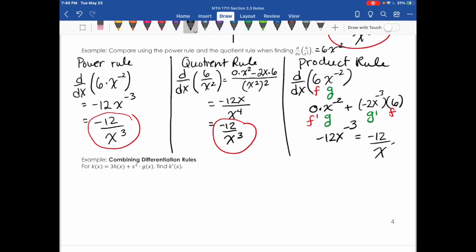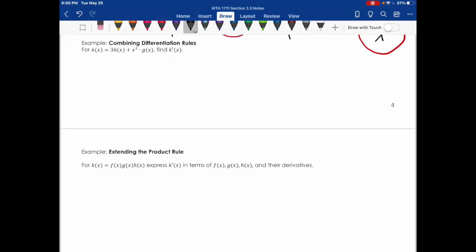and I can rewrite this with positive exponents by taking my x to the negative 3 and finding the reciprocal to make my exponent positive, and again, I get this. Okay, here's some more examples of combining rules. It says for k of x equals 3 times h of x plus x squared times g of x. We're going to find the derivative of k of x.